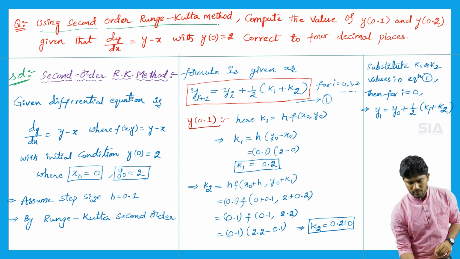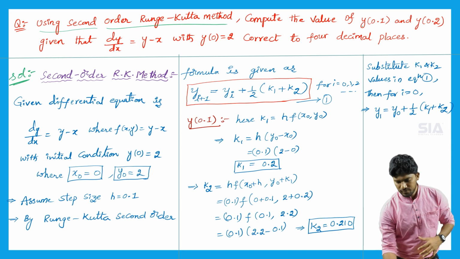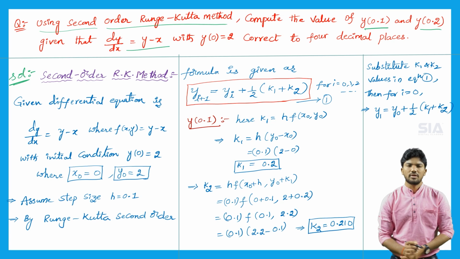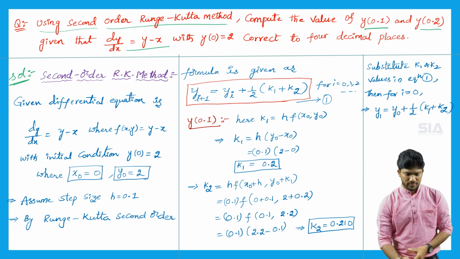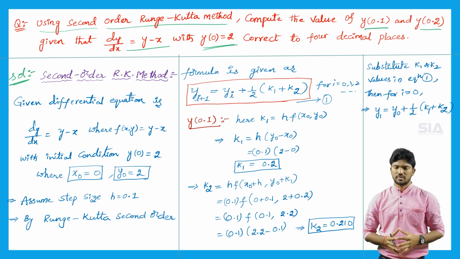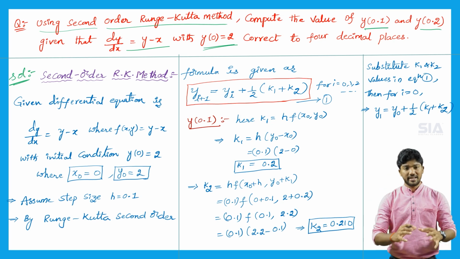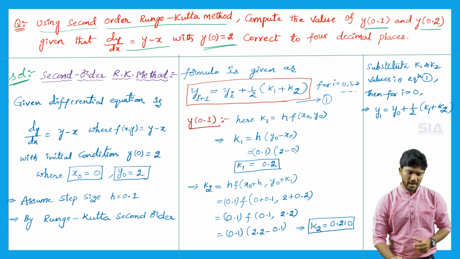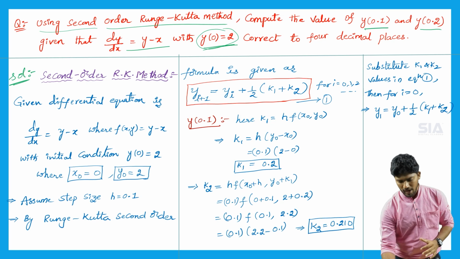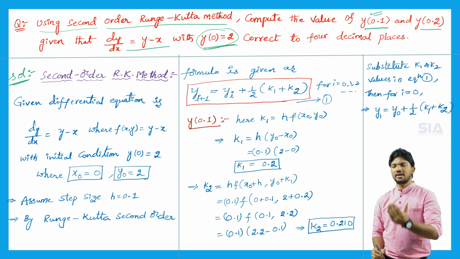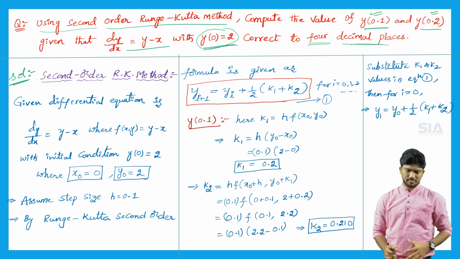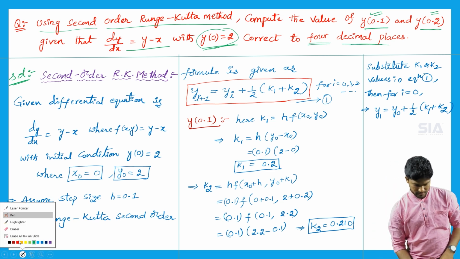Using second order Runge Kutta method, compute the value of y of 0.1 and y of 0.2, given that the initial value problem is dy by dx is equal to y minus x with y of 0 is equal to 2, correct to 4 decimal places. So the given function is dy by dx is equal to y minus x, and the given initial condition is y of 0 is equal to 2. We have to find the values of y of 0.1 and y of 0.2 correct to 4 decimal places. Now see the solution.